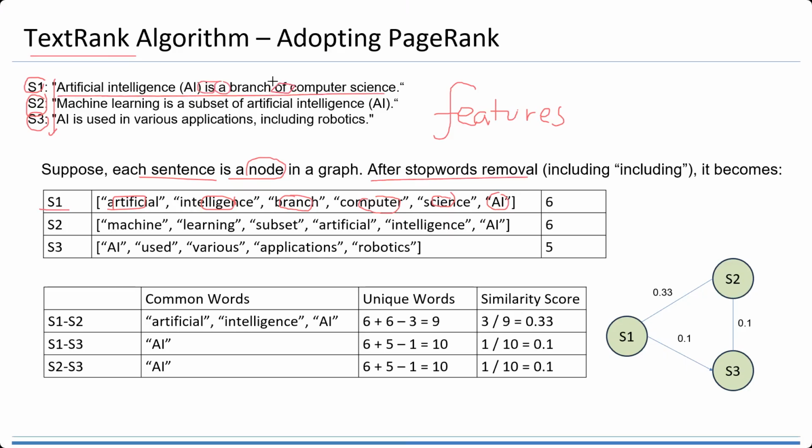is, of, and also I remove the other stop words, including like this one. So we have the features for S1: artificial intelligence, brains, computer, science, and AI. For S2, we have machine learning, subset, artificial intelligence, and AI. And S3, we have AI, use, various, application, and robotics. So you can see there are 6 for S1, 6 for S2, and 5 for S3.